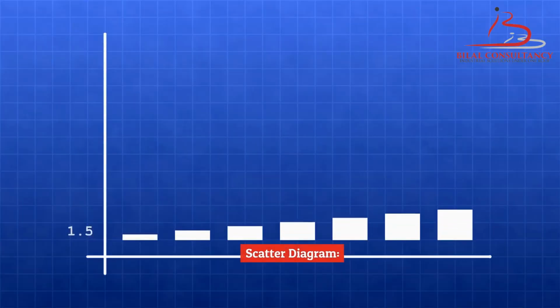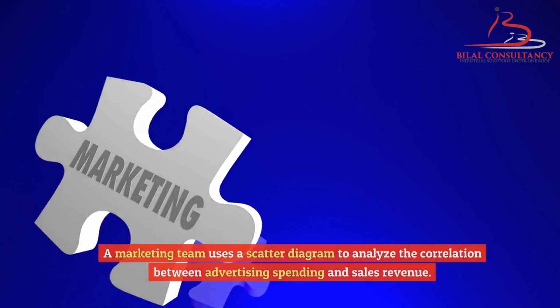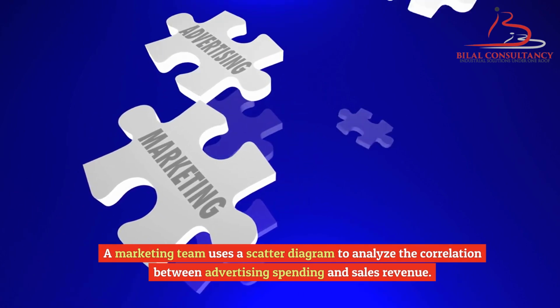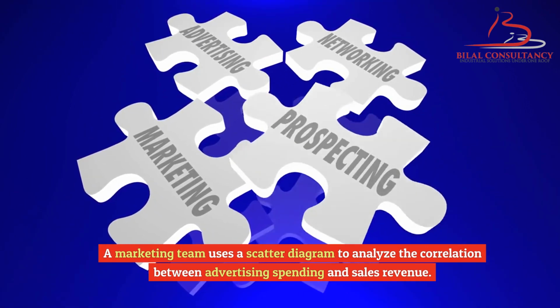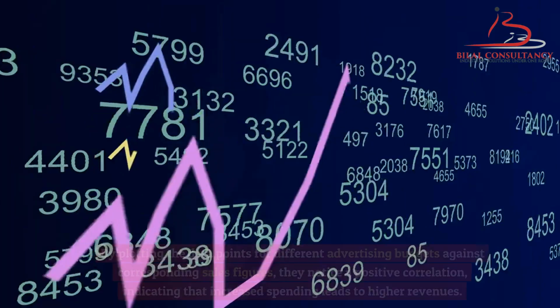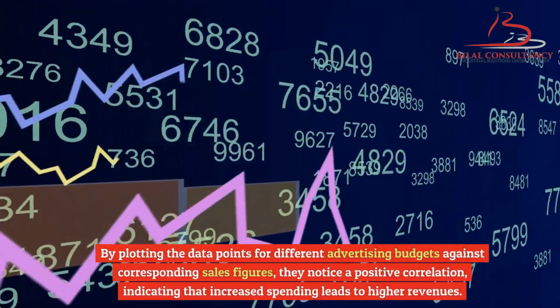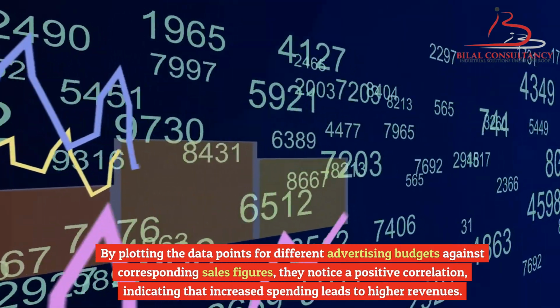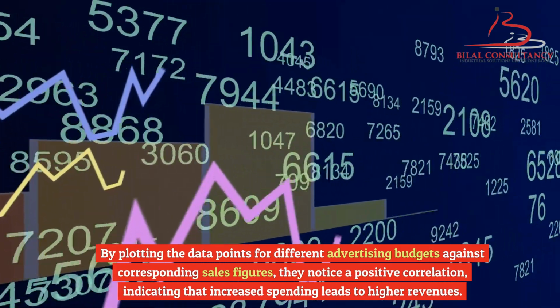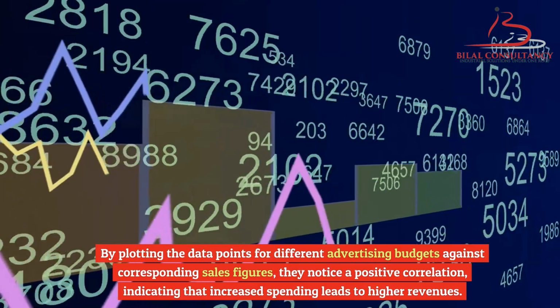Scatter diagram. Example. A marketing team uses a scatter diagram to analyze the correlation between advertising spending and sales revenue. By plotting the data points for different advertising budgets against corresponding sales figures, they notice a positive correlation, indicating that increased spending leads to higher revenues.